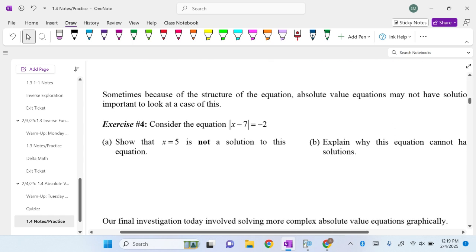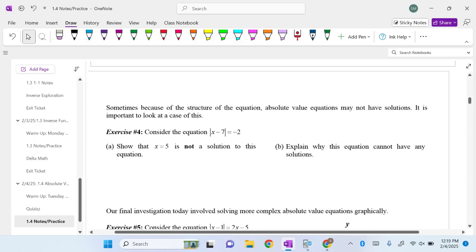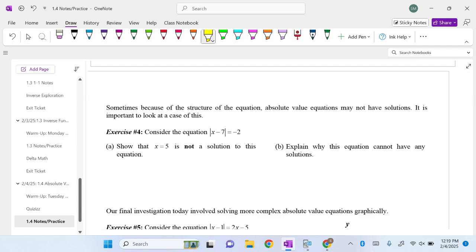All right. Now, there are also some special cases when it comes to absolute value equations. Just like any other equations, there are possibilities where they may not have solutions. Before we go forward, I want you to think about this carefully. The absolute value of a number will never equal a what? A negative number. Why can it not equal a negative?